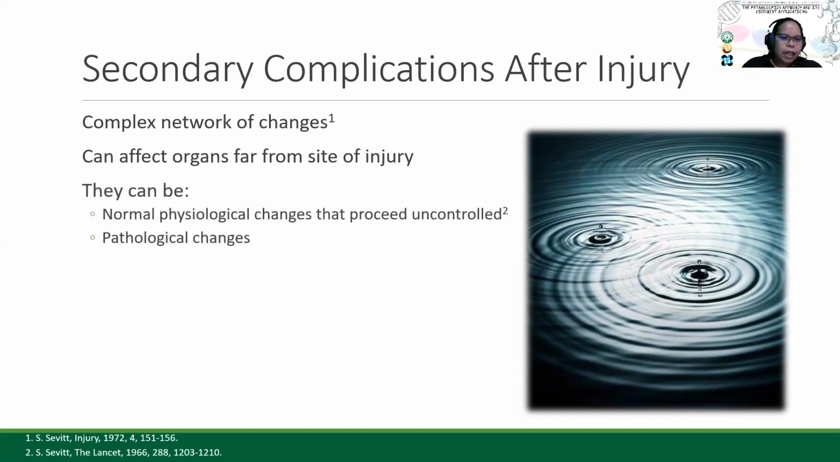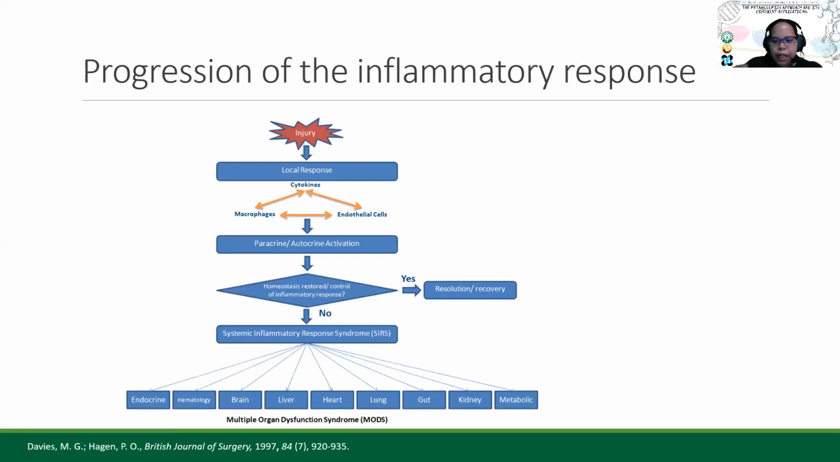Again, these can be normal physiological changes that proceed uncontrolled, which can cause complications, or they can be pathological changes, mainly, for example, the presence of infection, sepsis, and so forth. One of these normal physiological changes that can be harmful if it proceeds uncontrolled is the inflammatory response. When we talk about inflammation, right away, our notion is negative. We think of inflammation as a disease in itself, or as a bad symptom in itself.